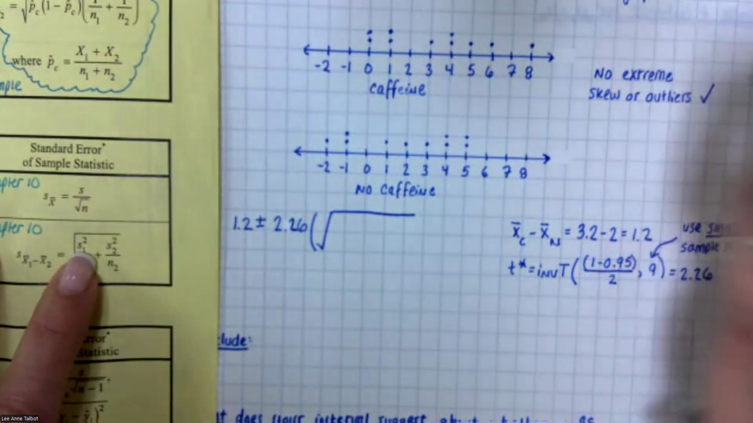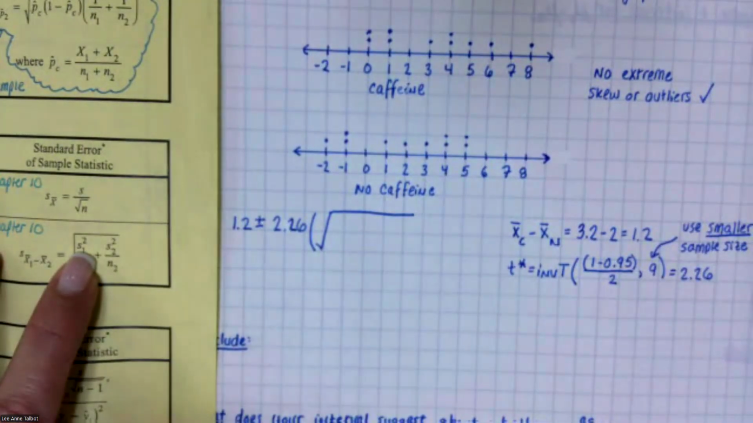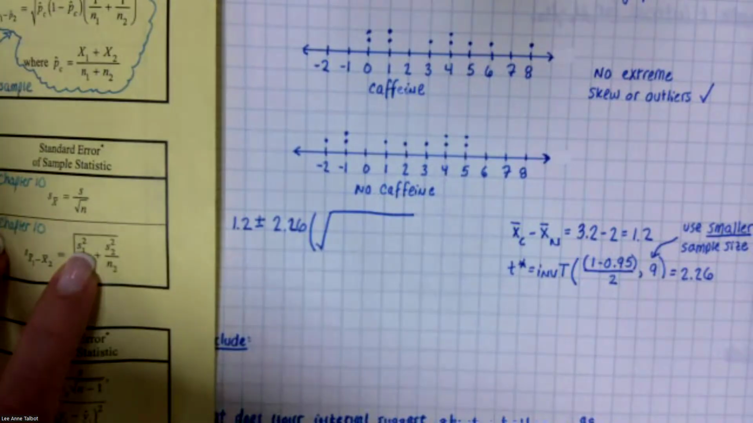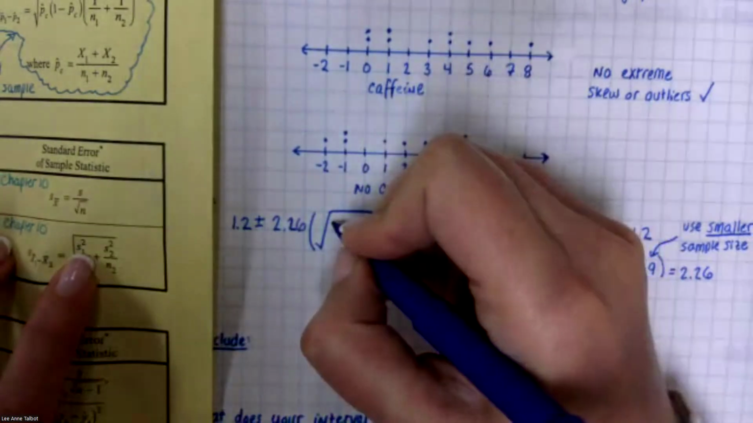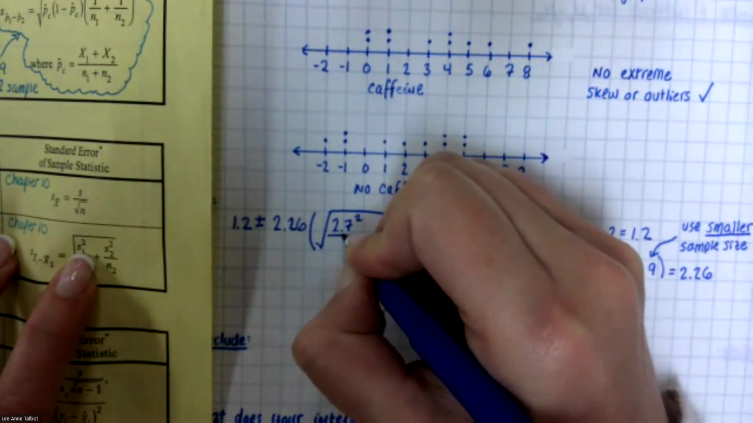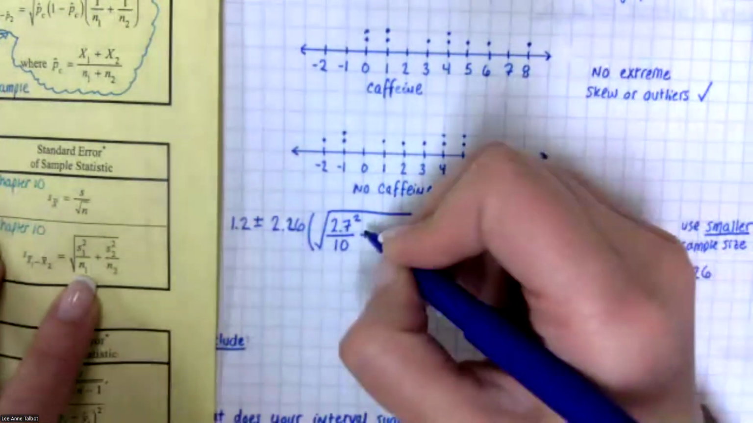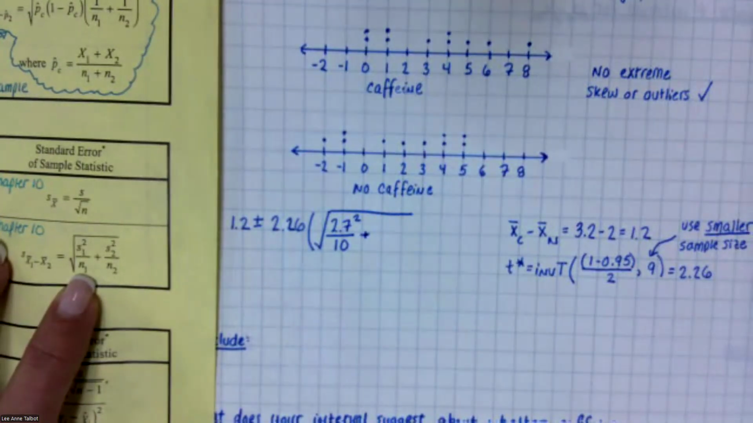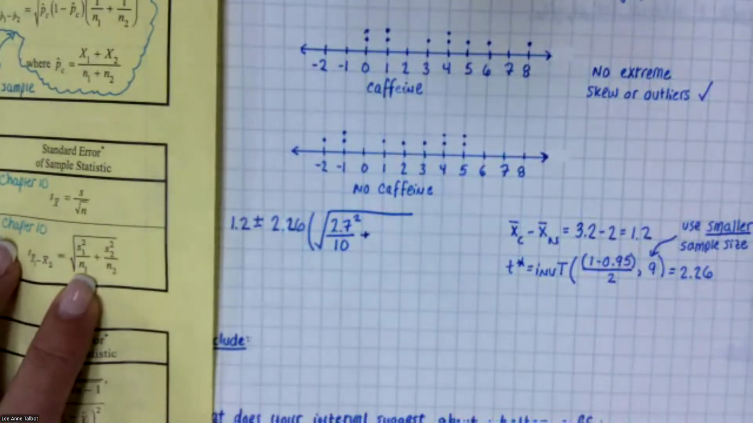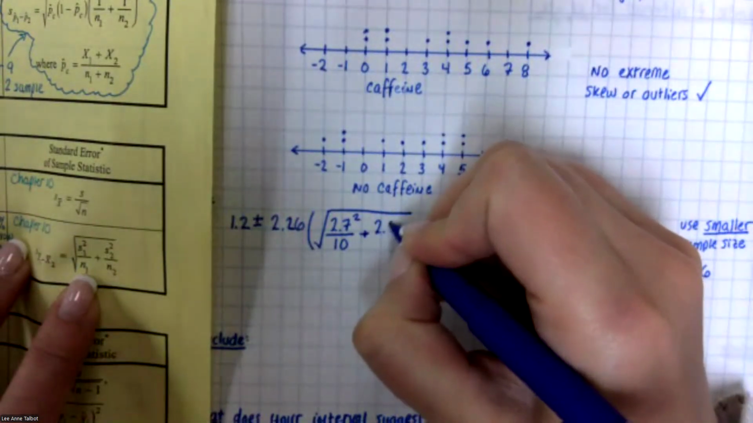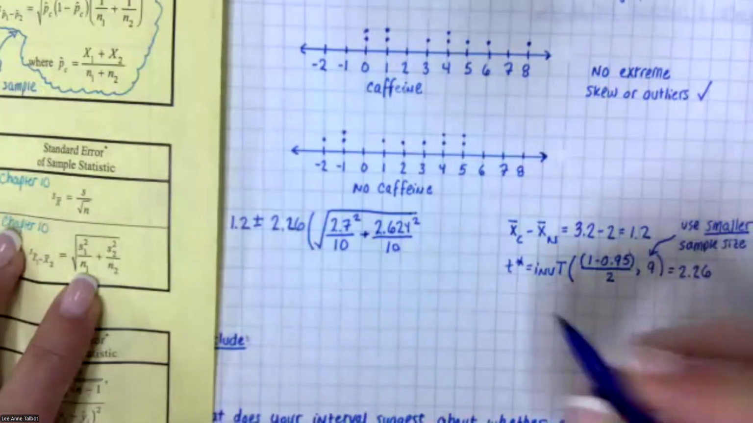Okay. Standard deviation of caffeine. What's the standard deviation of caffeine? Those words don't make any sense, Mrs. Talbot. What's the standard deviation of the caffeine group? 2.7. And sample size of the caffeine group? 10. Standard deviation of the non-caffeine group? 2.624. And their group is also 10.